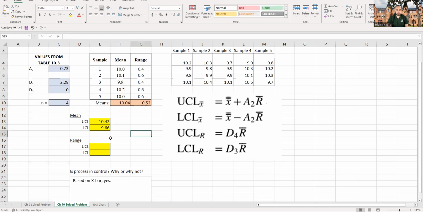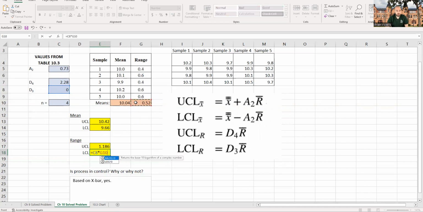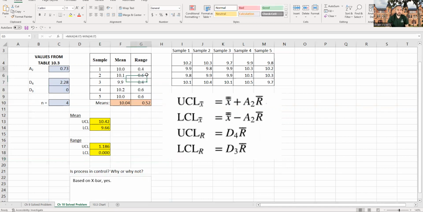Now let's look at our ranges. On the range, we use this simple formula, D4 times R bar for the upper control limit, D3 times R bar for the lower control limit. So D4 is 2.28, R bar is 0.52, I get 1.186, and then lower is 0 times 0.52, which is 0. Now, are any of these ranges higher than 1.186? No, they're all below that. Are they all above 0? Yes. So based on R bar, yes. The process is in control because it's within those ranges.